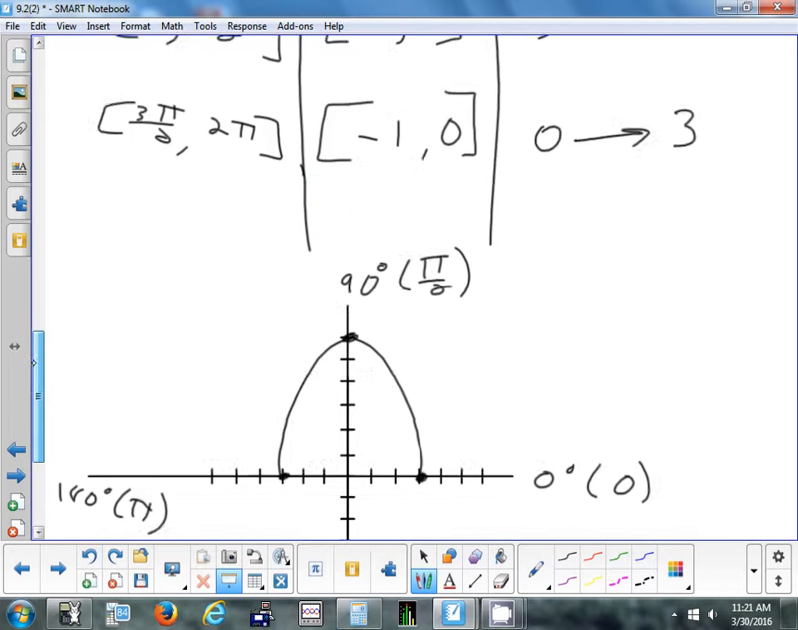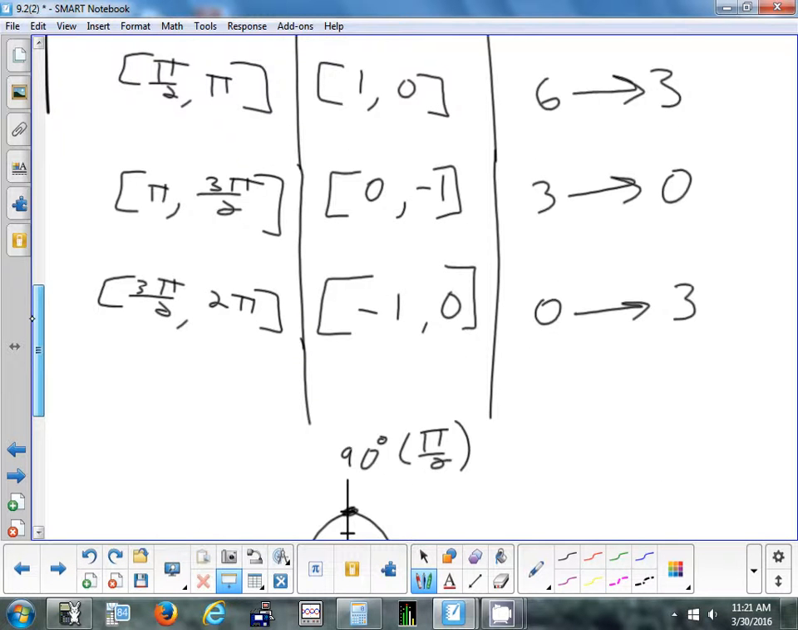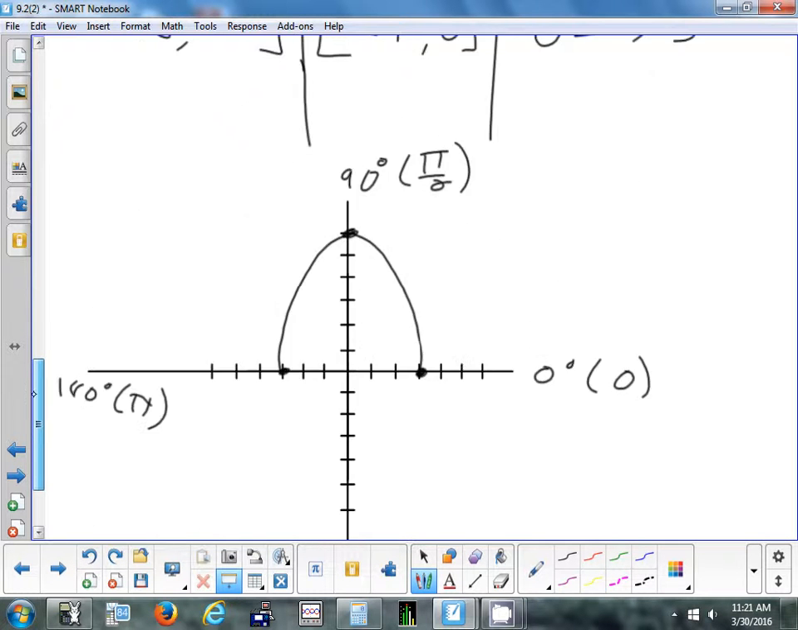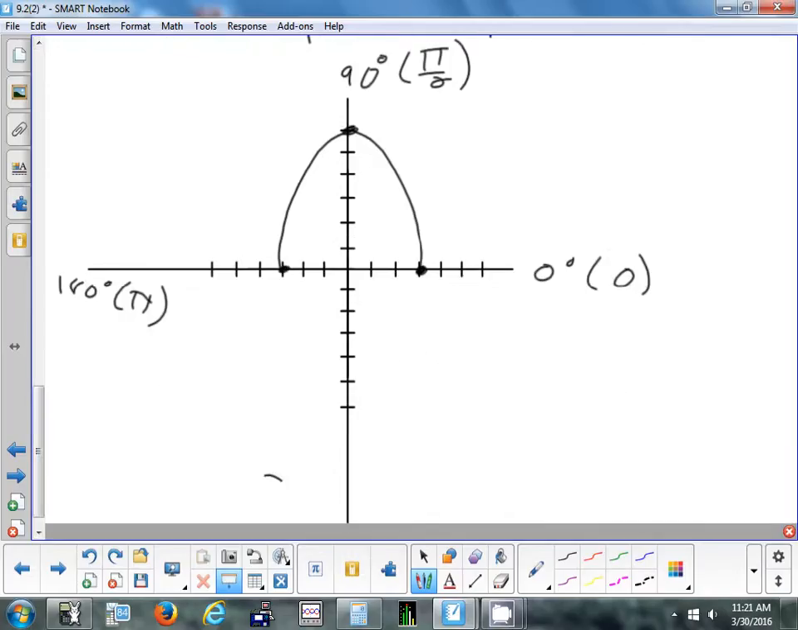All right, next part. What's my radius doing from pi to 3 pi over 2? It's going from 3 to 0. So it's going from 3, and as I head to 270, it's wrapping in towards the origin. It's going to shrink all the way down to 0.